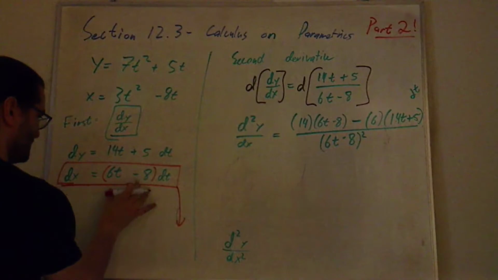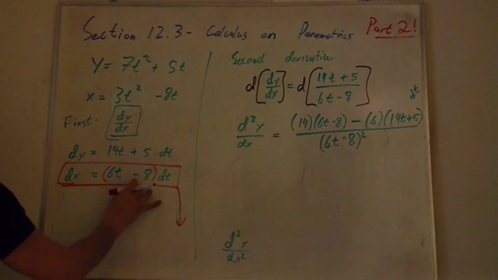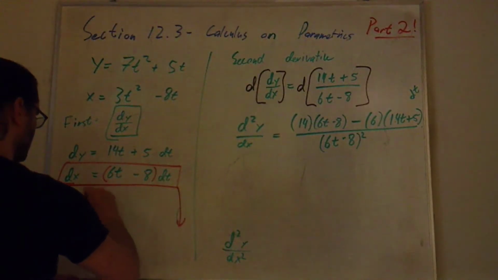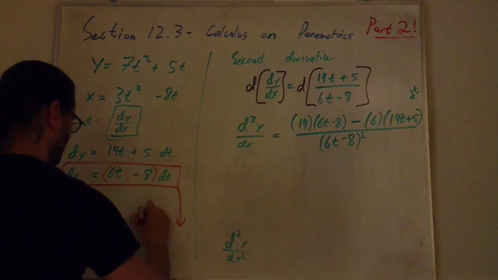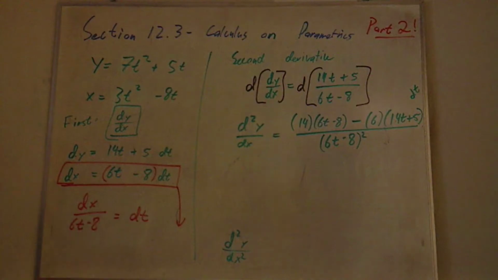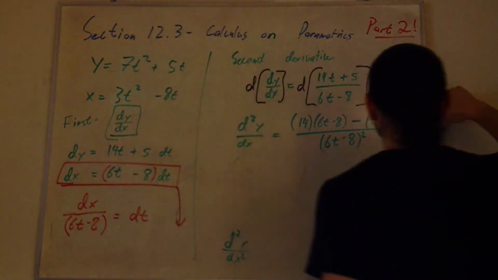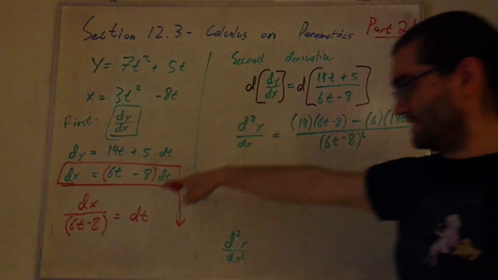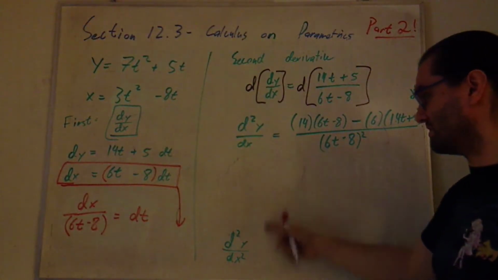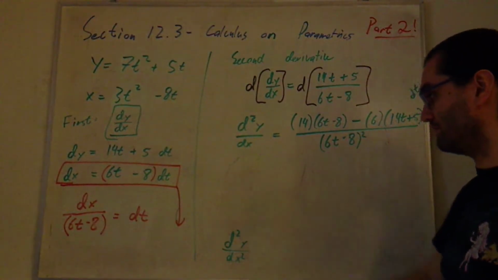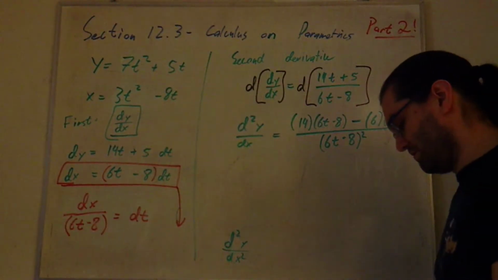I need to take this bit, the 6t minus 8, and I need to divide both sides of the equation by that so that I get dx over 6t minus 8 equals dt. I need to get dt by itself. Once I have solved this for dt, I can plug it in here so that I end up with a dx piece somewhere in this, and I can divide both sides of the equation by that dx piece so that I get two of them on the bottom like I'm supposed to have. So first let's talk about simplifying this thing.